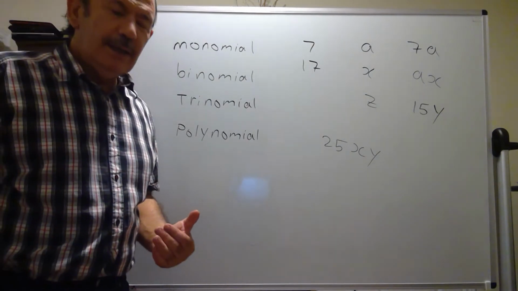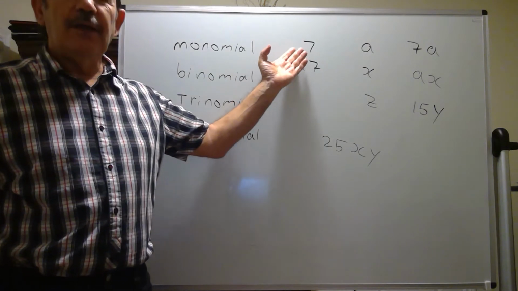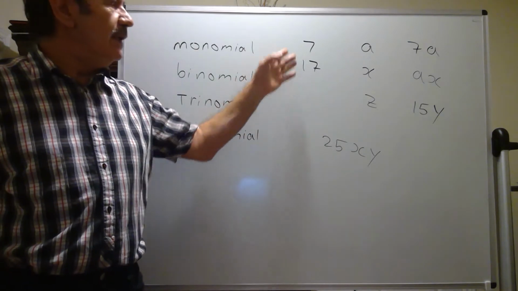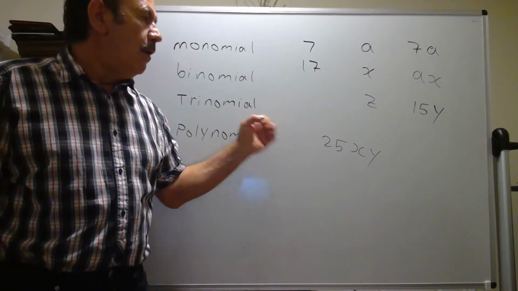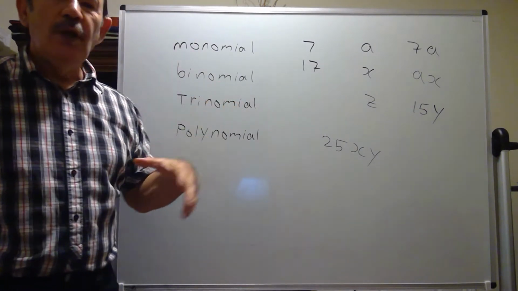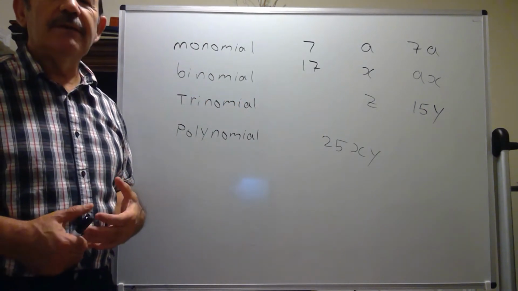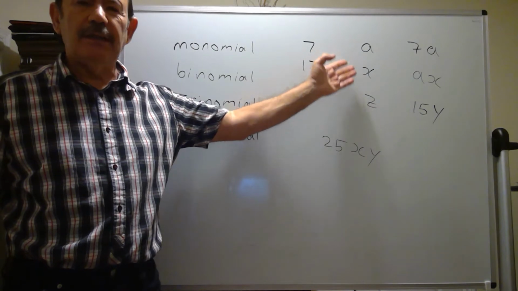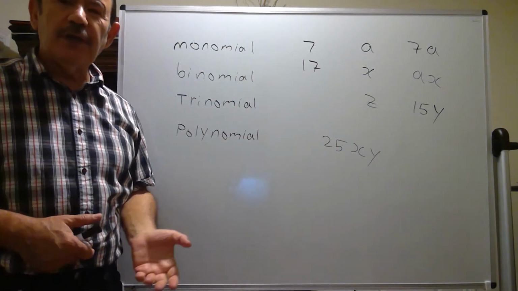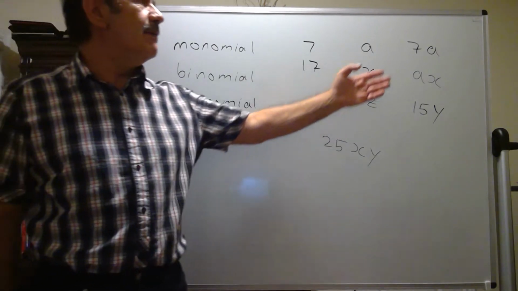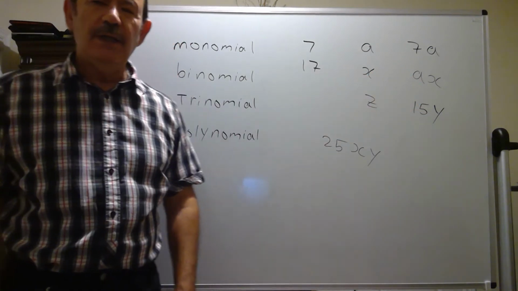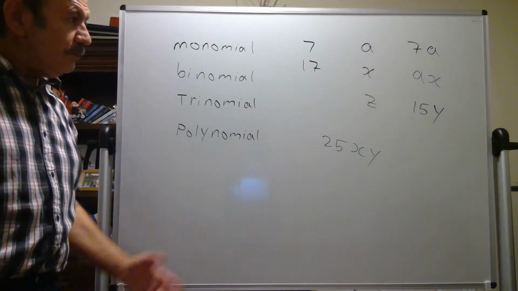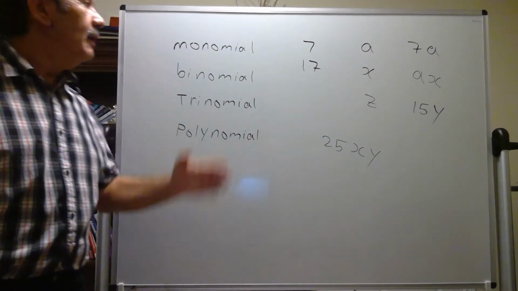So monomial is a constant, a number, 7, 17, 905, 95 is a monomial. Each of them is a monomial. Or a monomial can be a variable, same as a, x, z. Each of them is a monomial. Or a product of a number and a variable, same as 7a, 9x, 15y. Or a product of a number and variables, same as 25xy. Each of them we call monomial.